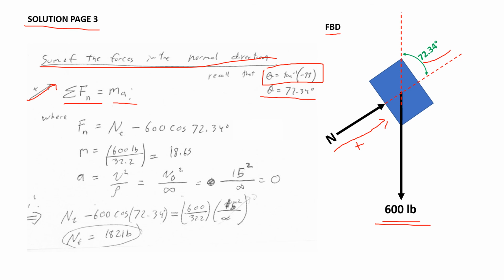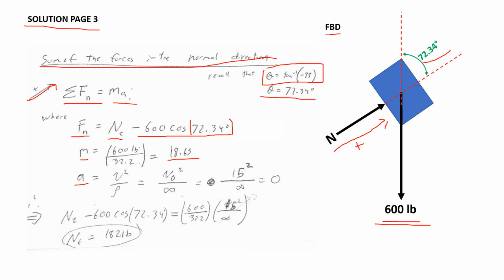So if we're talking about what our forces acting in our normal direction are, we have this normal force from the track pushing on the car, and we have a component of our weight force acting in our negative n direction there. So we already did our trig out and broke this down. This is 600 times the cosine of 72.34 degrees right there. So there are our forces from our free body diagram acting in our normal direction. And our mass is equal to our weight divided by acceleration due to gravity, or 600 pounds divided by 32.2, which is 18.36 for our mass.